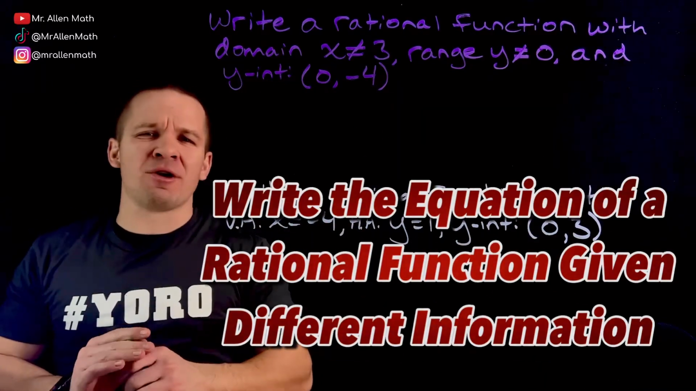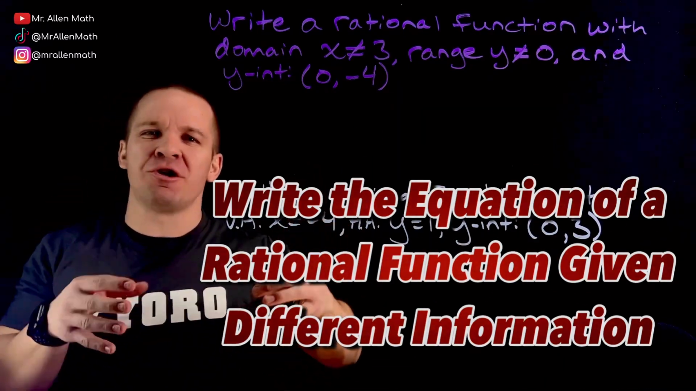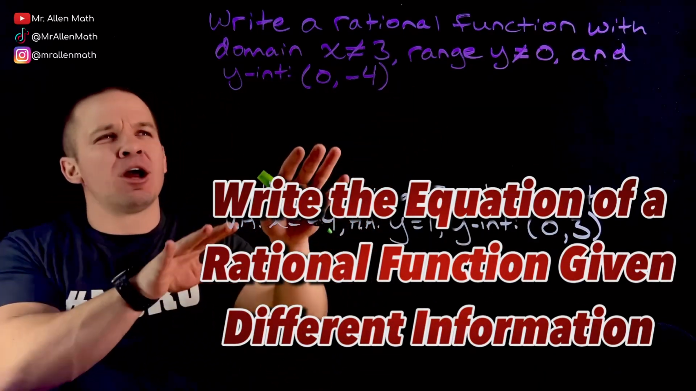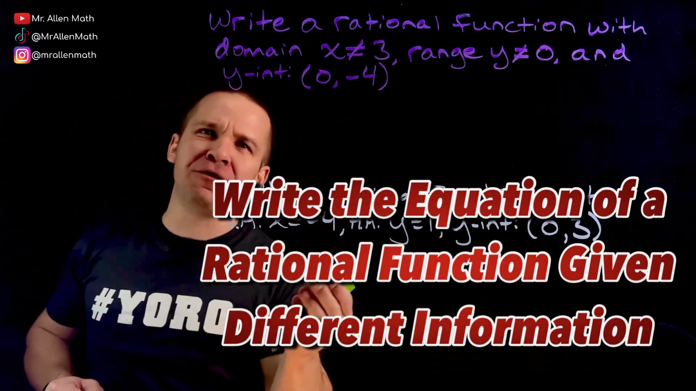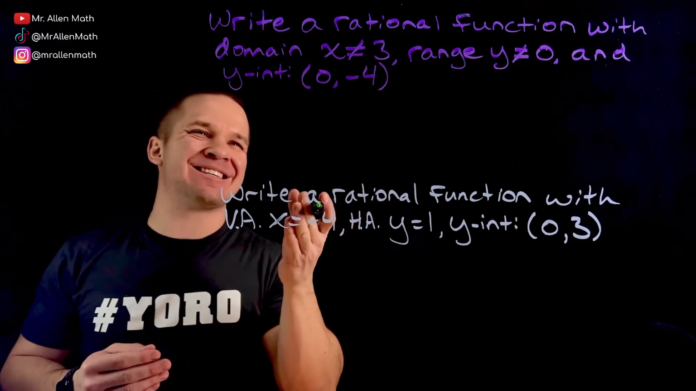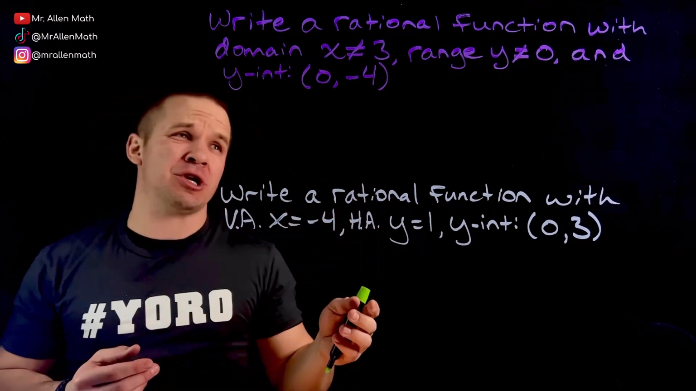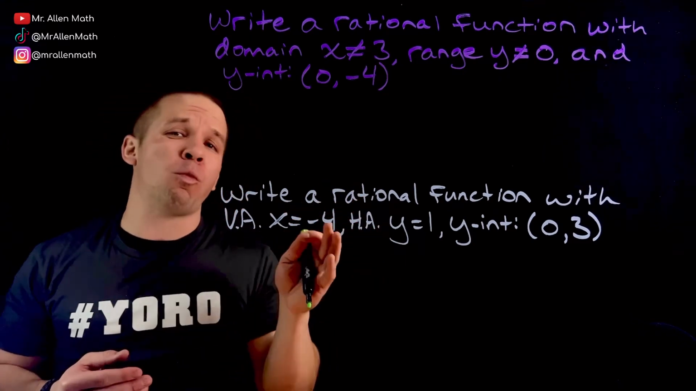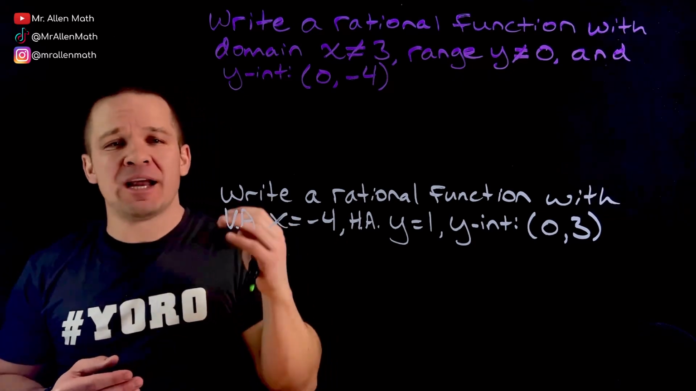What's poppin', dogs? Mr. Allen here, and we're about to write a couple rational functions with particular, wonderful, fantastic features. All right, we've got to write a rational function with a domain restriction of x does not equal 3, a range restriction of y does not equal 0, and a y-intercept of (0, -4).